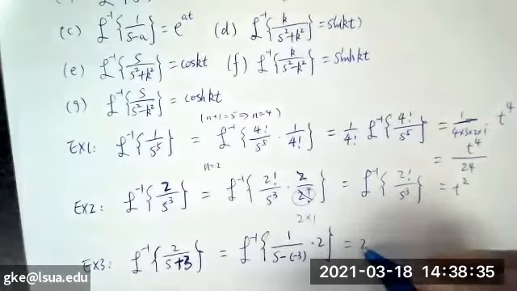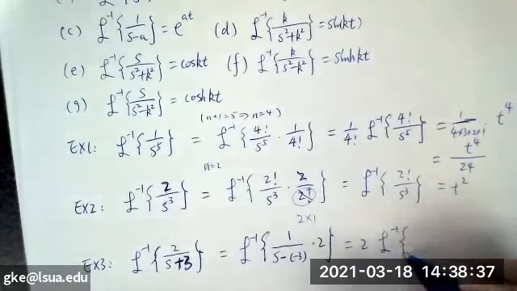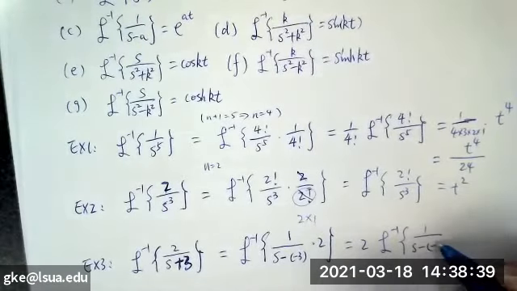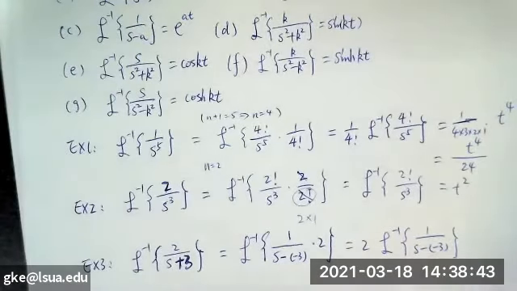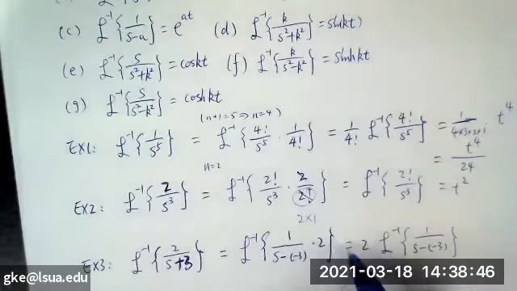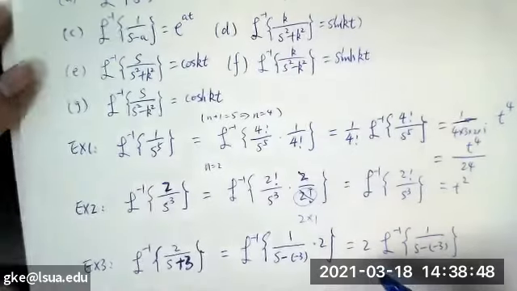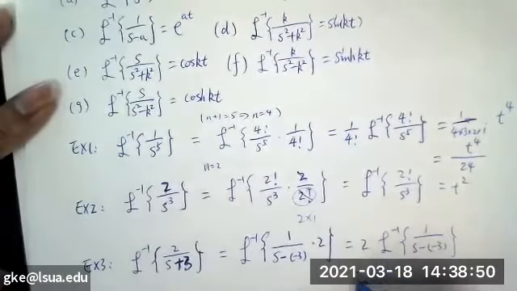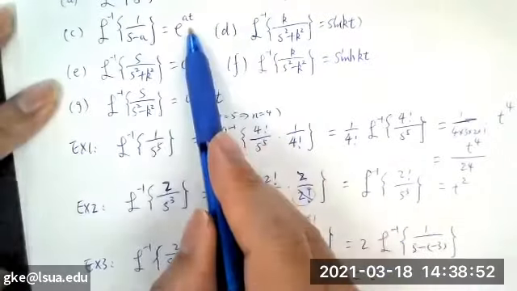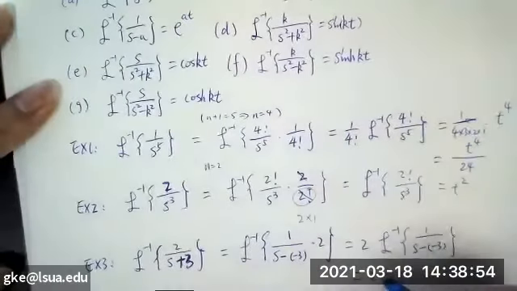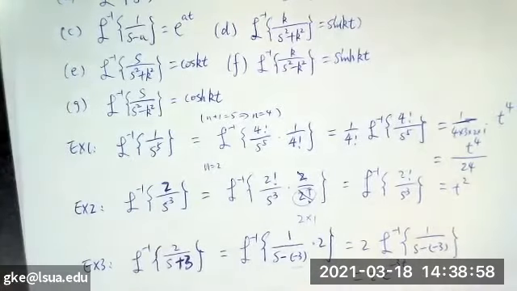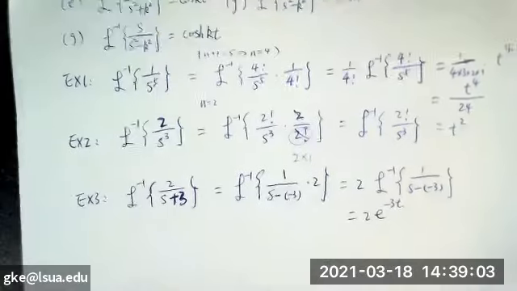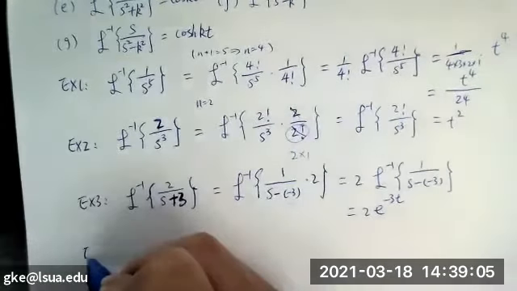And of course, you can pull this constant out of the inverse transform. And now you can use the formula e to the power negative 3t, because we know a equals negative 3, right? Go ahead, try this one for me.